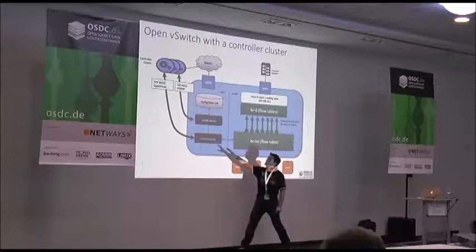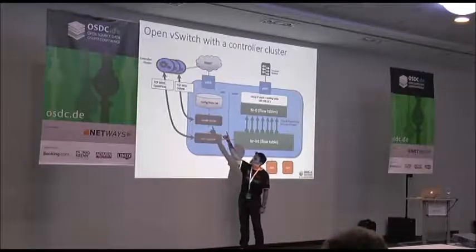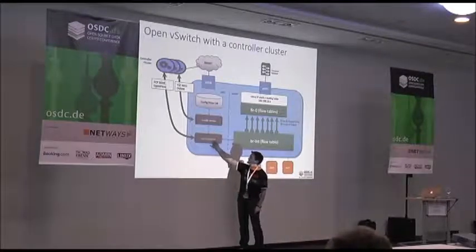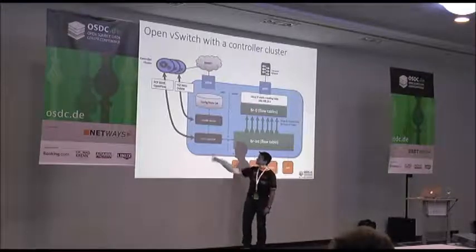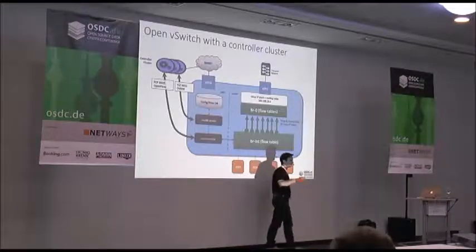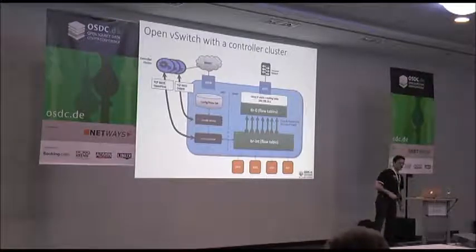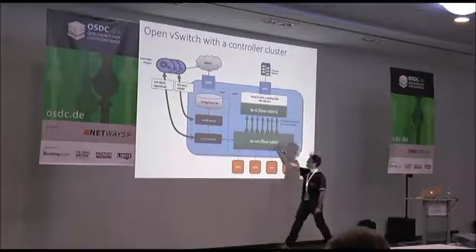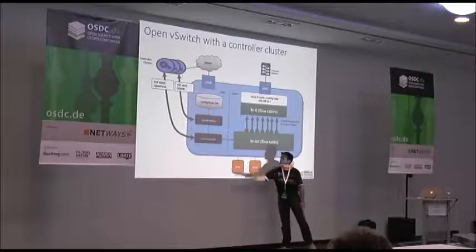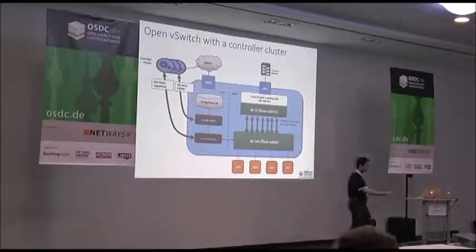Now, OpenFlow is then used by the external controller cluster to speak to the vSwitch daemon here and to program in the macro flows to tell the vSwitch what is allowed and what is not allowed. And then, again, you have the flow table or the kernel module integrating the vSwitchD.